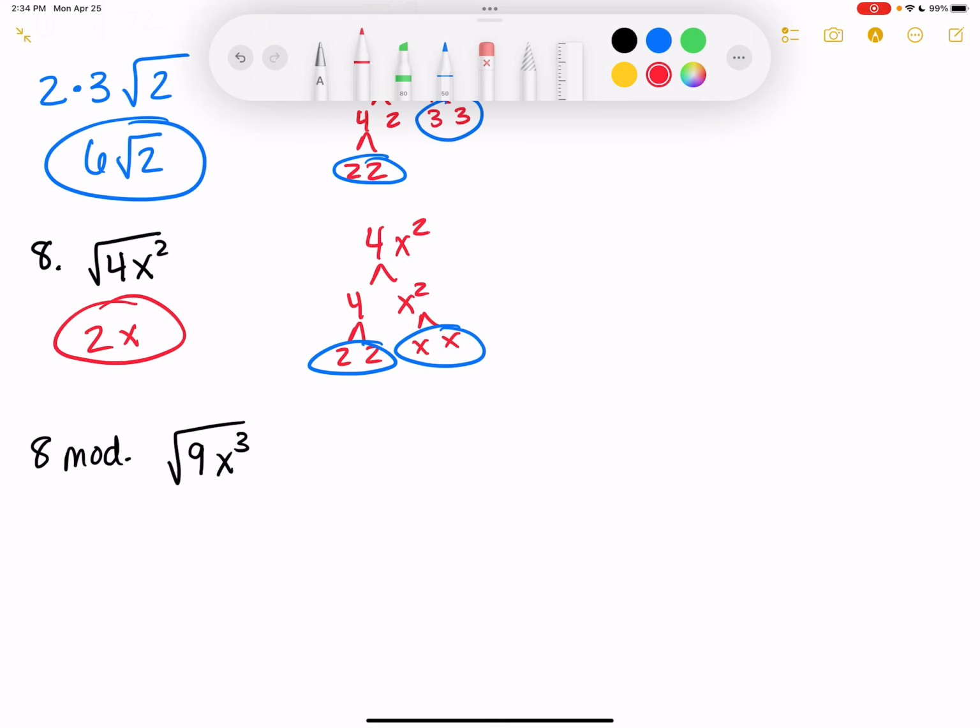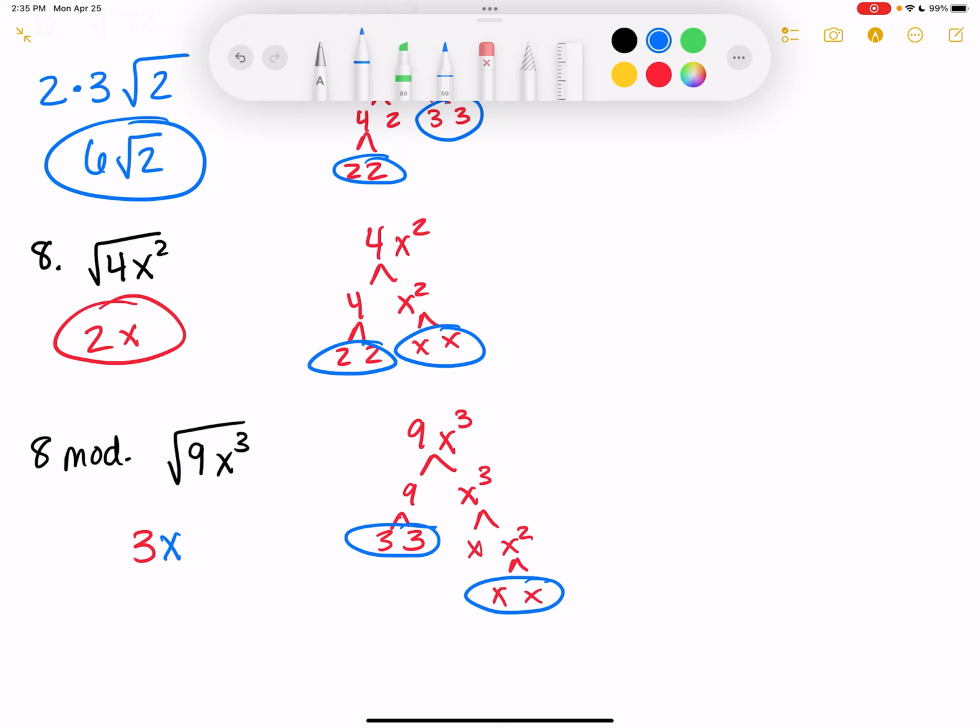All right, so is 9 a perfect square? Yeah. What's it a perfect square of? 3. So I can throw the 3 out front, or if you like the tree, 9x cubed factors into a 9 and an x cubed. 9 is 3 and 3. X cubed is x and x squared. X squared is x and x. So I had a 3, that was a buddy pair, so I take one of them out. With the x's, I have 2 and I have 1 left over, so I can take one of them out. And then under the radical, I have the one that's left over.